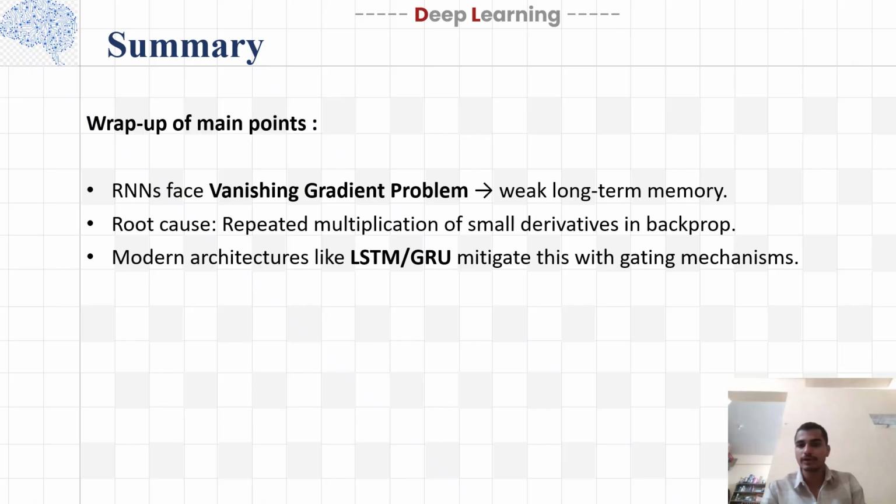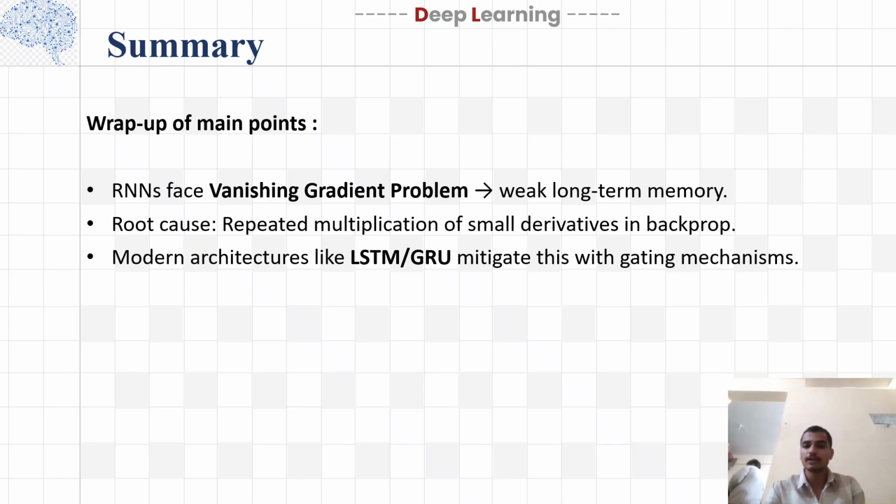Let's wrap up with a quick summary. RNNs face the vanishing gradient problem, which weakens their long-term memory. The root cause is repeated multiplication of small derivatives during backpropagation. This leads to poor learning of long-term dependencies. Modern architectures like LSTM and GRU solve this issue by using gates that control and retain important information.